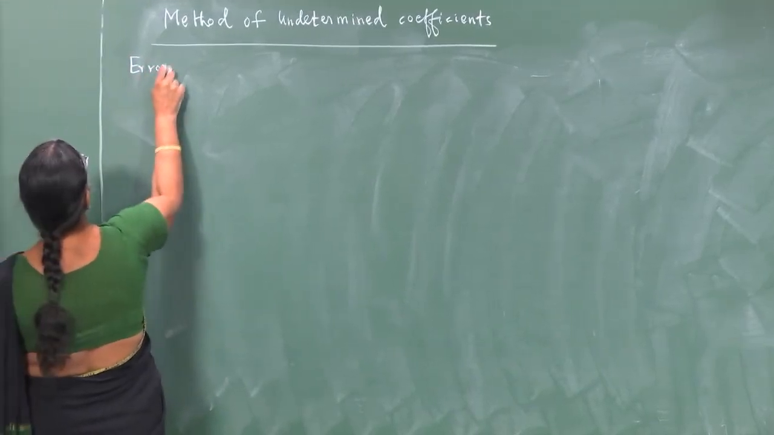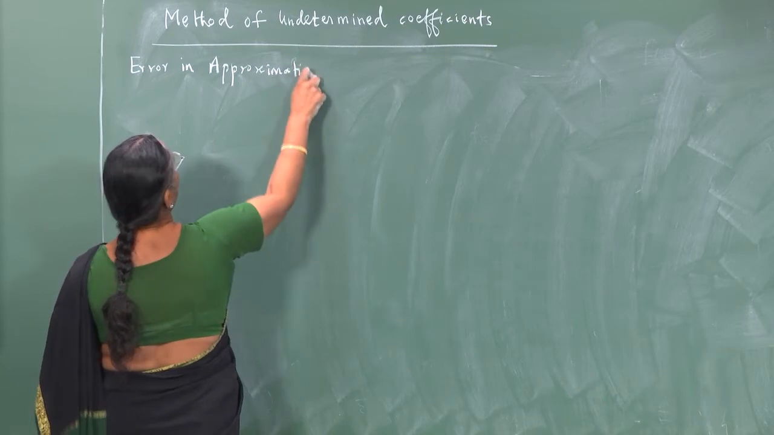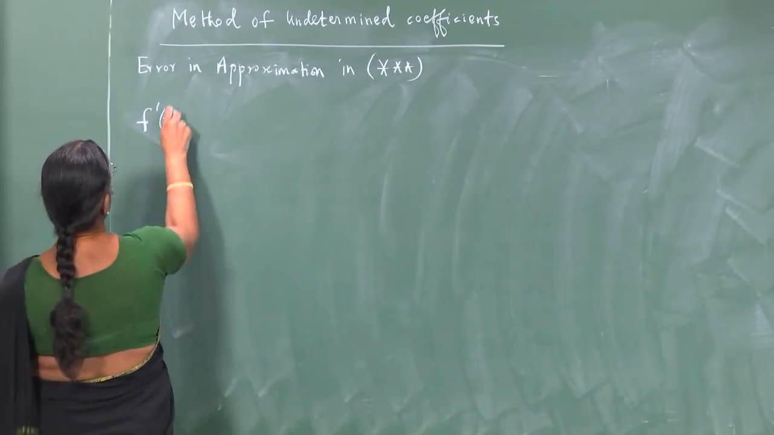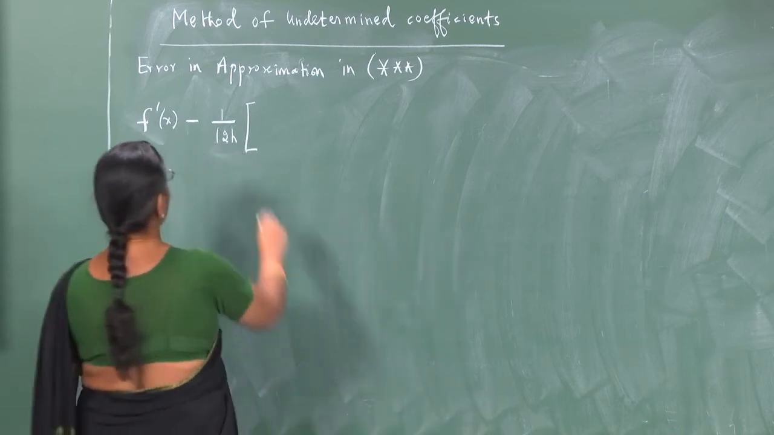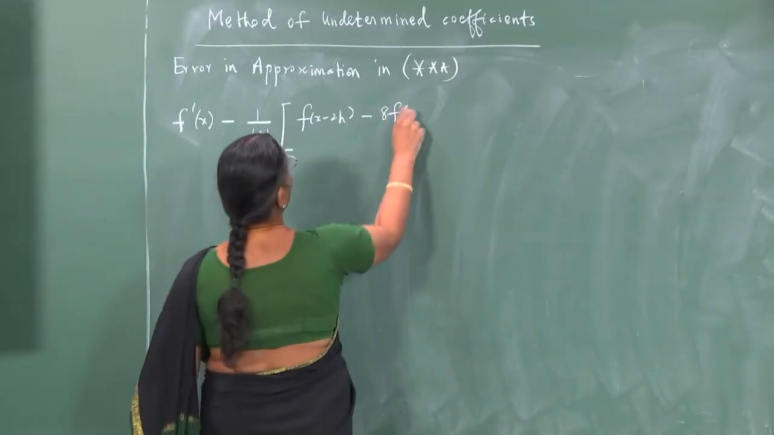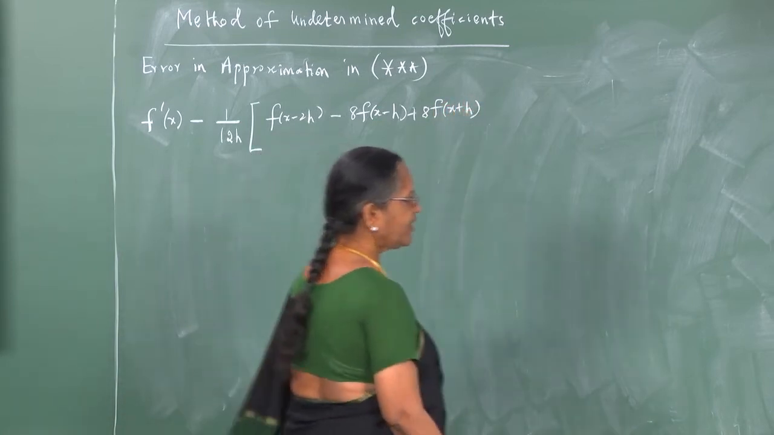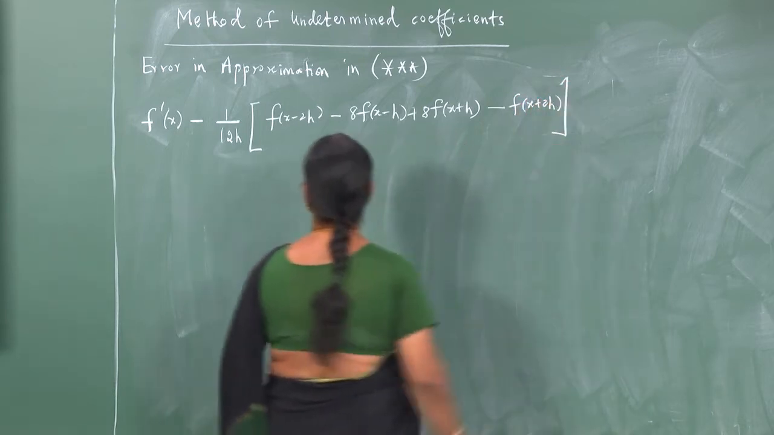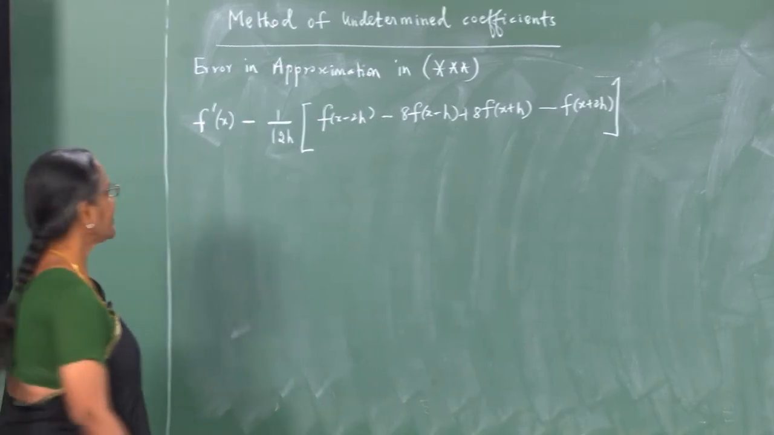So, error in approximation. The error expression is given by f prime of x minus 1 by 12h into f of x minus 2h minus 8 into f of x minus h plus 8 f of x plus h, and then I have minus f of x plus 2h. So, I should compute the difference between f prime x and the terms on the right hand side.